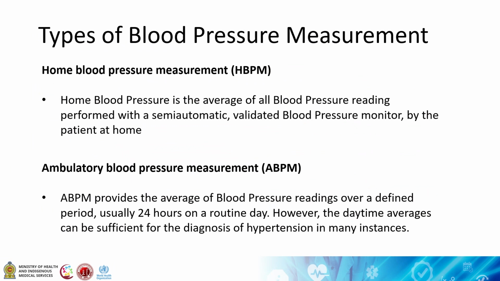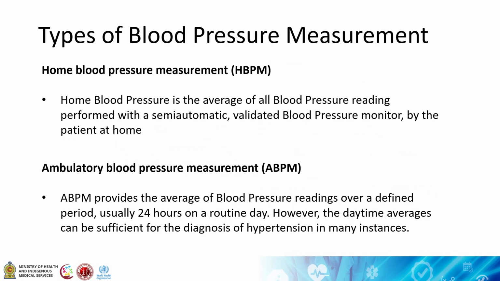Types of blood pressure measurement. Home blood pressure measurement. Home blood pressure is the average of all blood pressure readings performed with a semi-automatic validated blood pressure monitor by the patient at home.